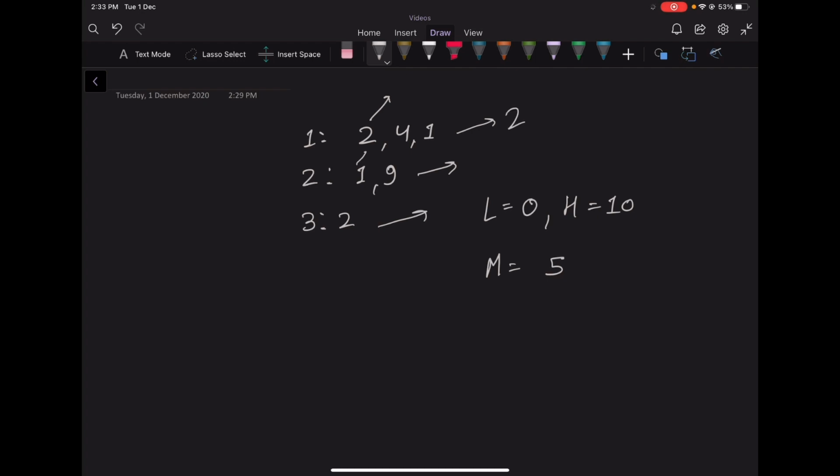For the second child, we'll take 1, but we won't take 9 because the total sum will exceed 5. So we take 1 here. And for the third child, we'll take 2. So the total sum is 5. And B was 6 in our case. That means the total chocolates requested should be less than or equal to 6. And that is the case. So 5 is less than or equal to 6, so 5 is our answer. Since 5 is our answer, we'll set answer to 5.